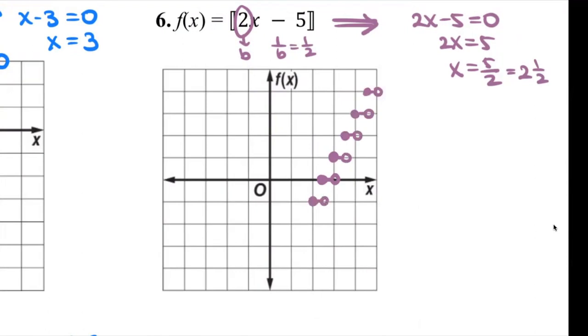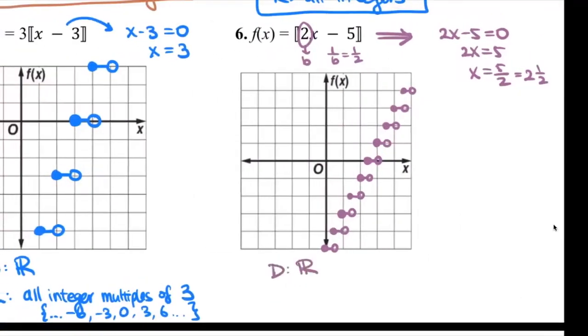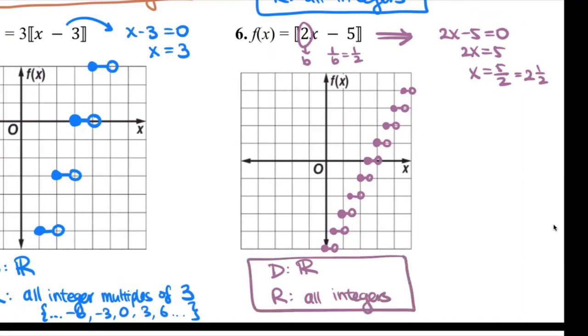All right, and then same thing, going the other way. All right. And then hopefully you didn't forget domain and range. Domain would be all real numbers, and range would be all integers. All right, and that is step functions.